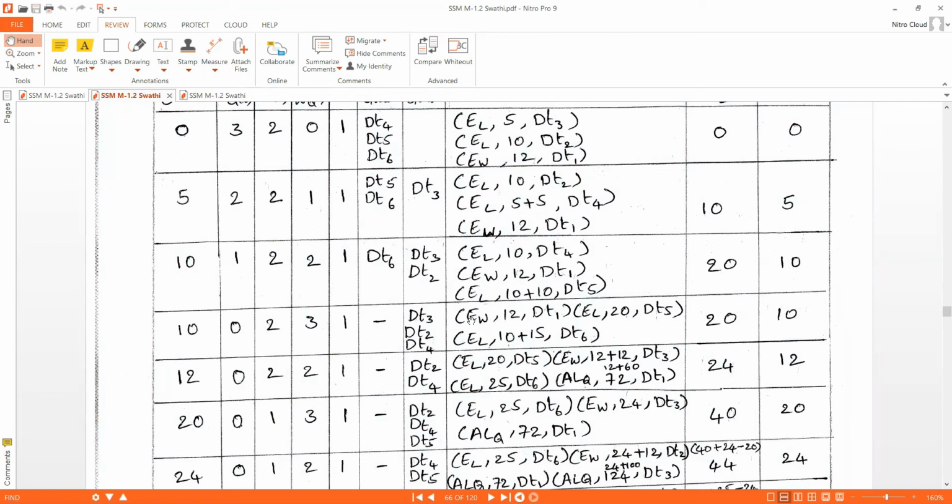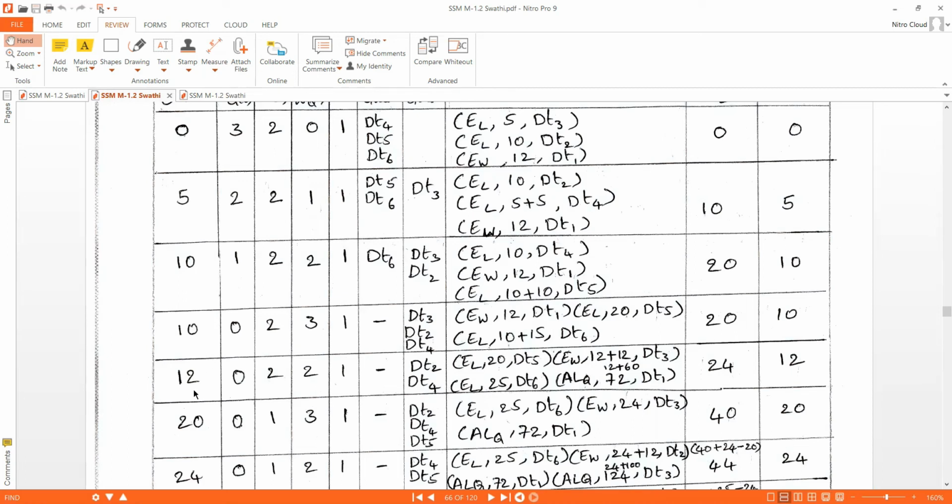Among these timings, 12, 20 and 25, the event which occurs at simulation clock time 12 will occur first. That is the ending weighing event of DT1. DT1 completes its weighing at simulation clock time 12. We advance the simulation clock from 10 to 12.